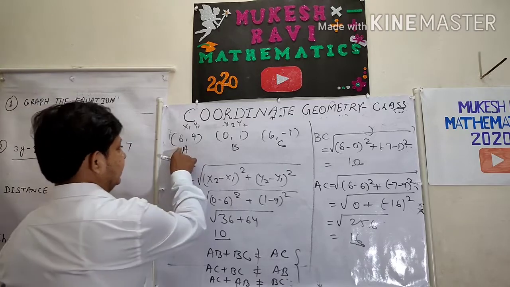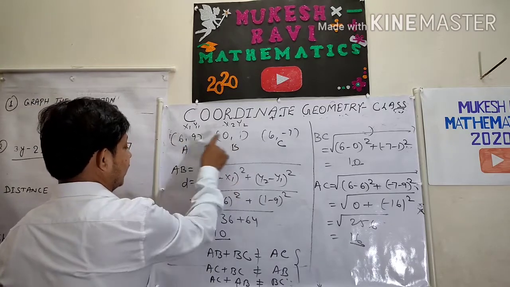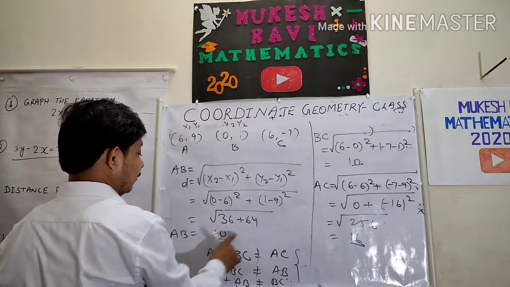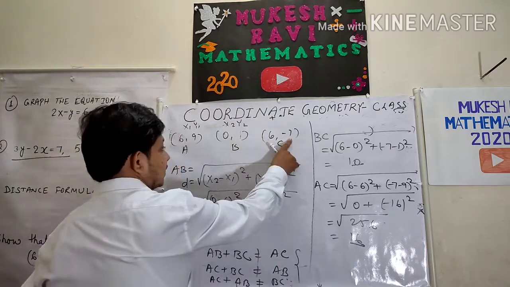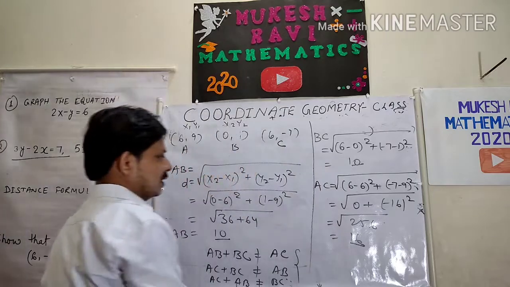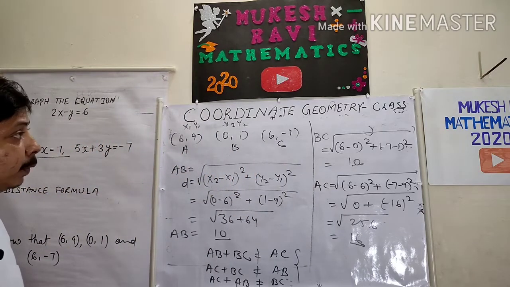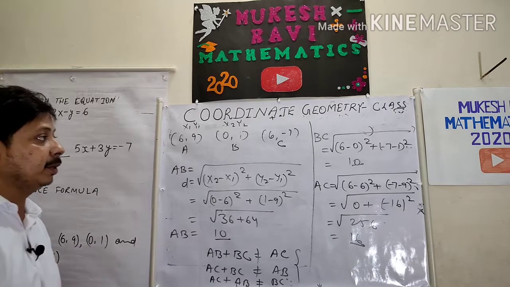Again we check: (6, 9), (0, 1), 6 minus 0, 36, 1 minus 9, that is 8, 64, 10, and (6, -7). So like this. I hope this is going to be a helpful part in your coordinate geometry.